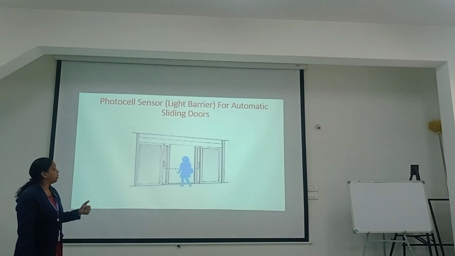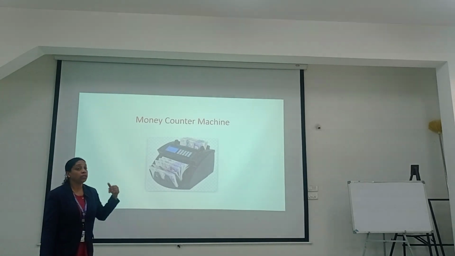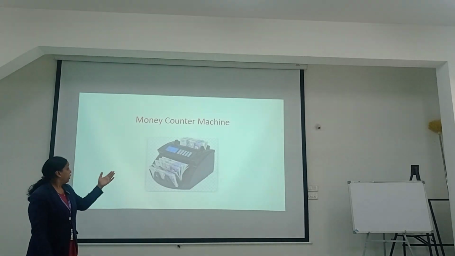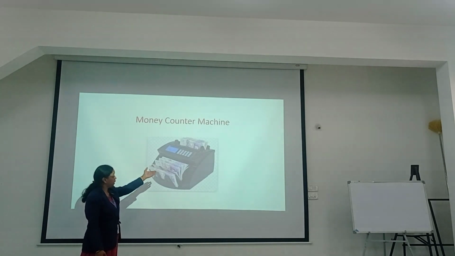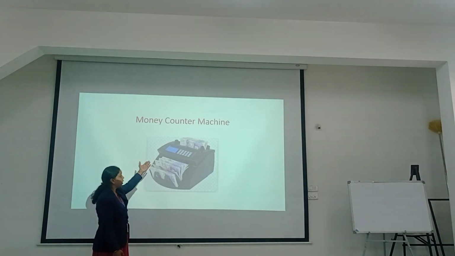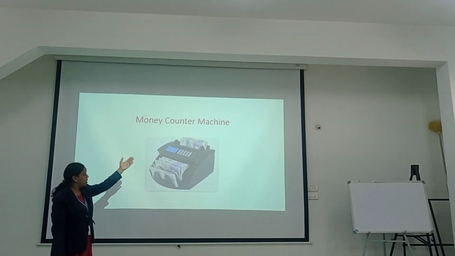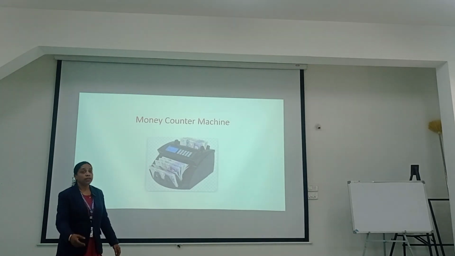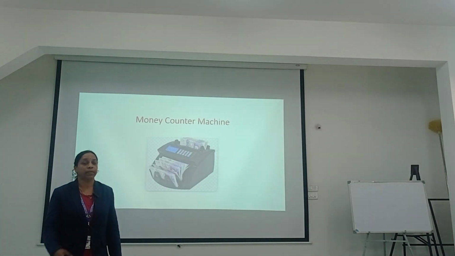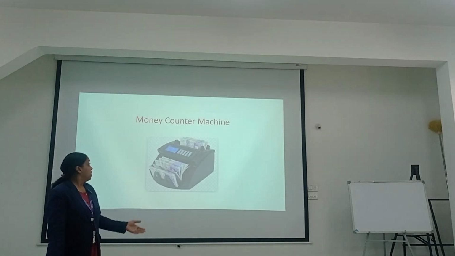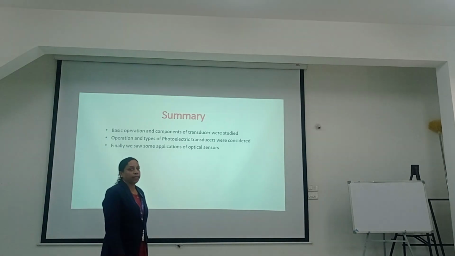This is another application, and as many of you have seen, the money counter machine in ATMs. Inside this machine there will also be an LED and a photodiode, continuously sending the signals. When there is a flow of notes, the light will be obstructed and there will be a counting. The counting of the notes takes place when the light rays are obstructed. So these are some of the examples of photoelectric detectors.